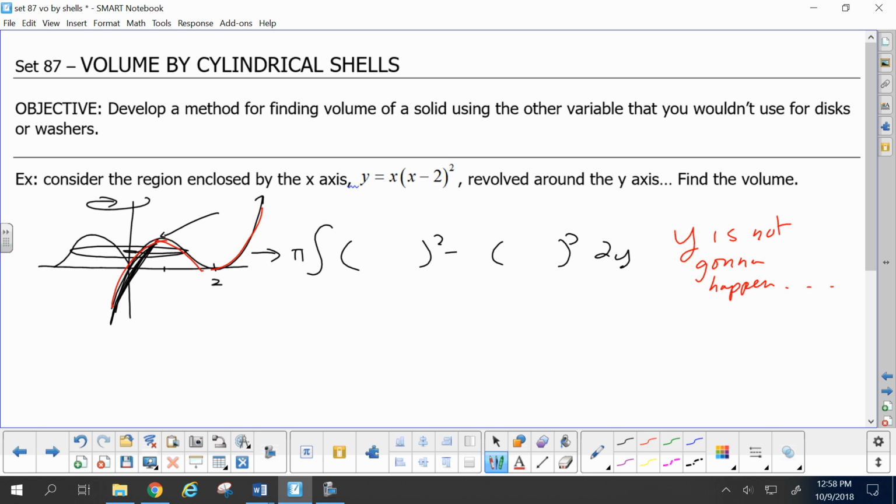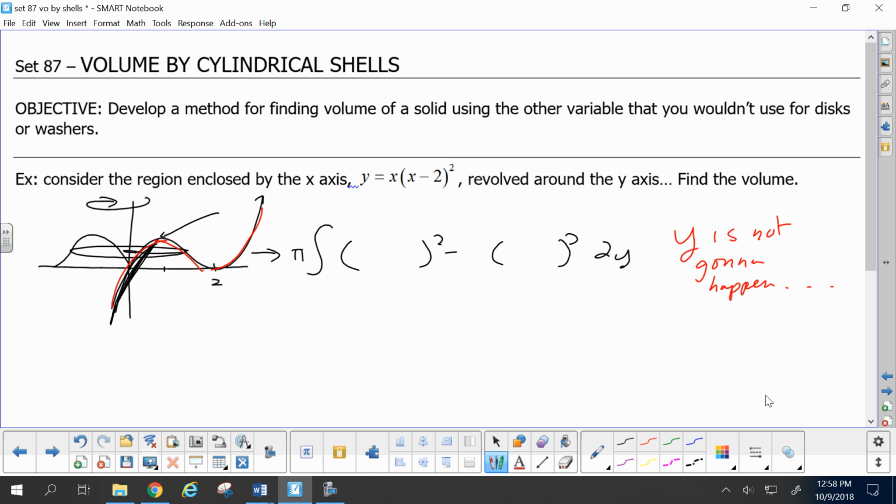That's the first conclusion I hope you're going to make. It's not happening. Now, the question is, all right, does that mean it's not possible? The answer is no, it is possible. Of course it is possible. You just can't use y. So what do you use? You use x.